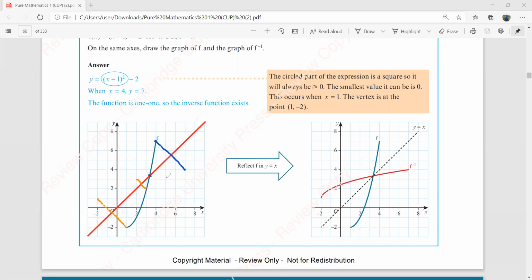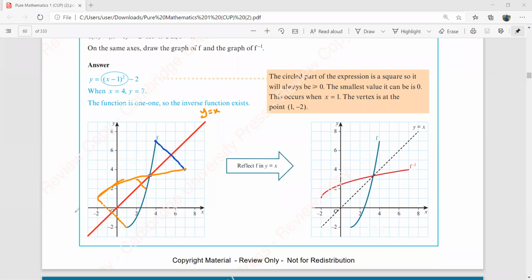Okay, so if I draw a curve, it is something like this. So this curve in orange is basically the reflection of the blue curve in the line y equal to x.